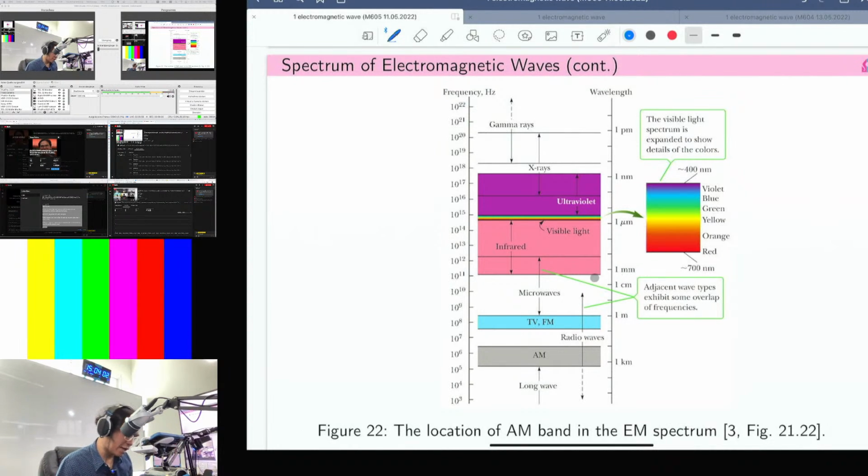There is an overlap between infrared and microwave, and an overlap between microwave and radio wave.